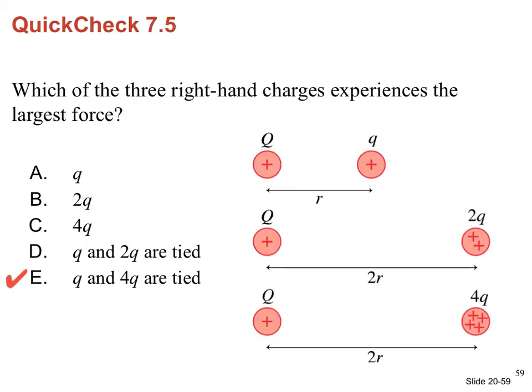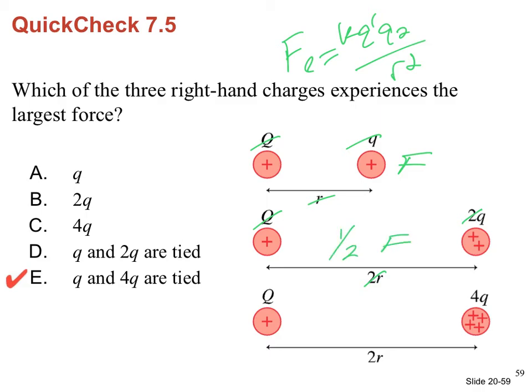All right, another quick check. Which of the 3 right-hand charges experiences the largest force? So I got to remember, Fe is k Q1 Q2 over R squared. So in example 1, we have Q, Q, and R. So let's just call that F. In 2, we have Q, 2Q, and 2R. So I have twice the numerator, but it's twice the distance, which would be squared. So I have 1/4 on the denominator. So 2 times 1/4, I get half the force as my initial one.